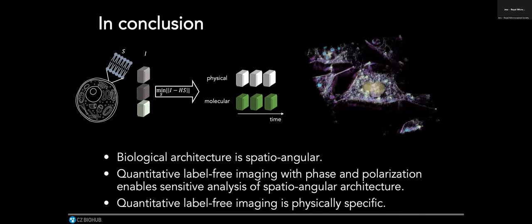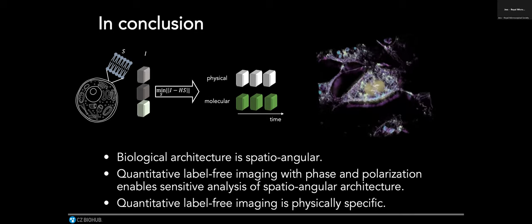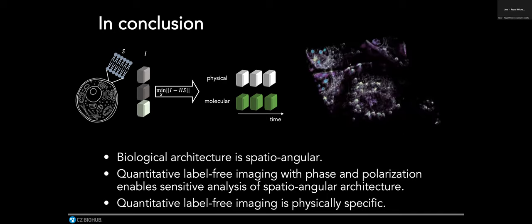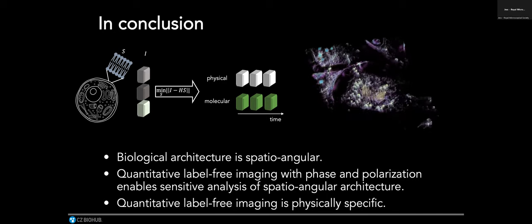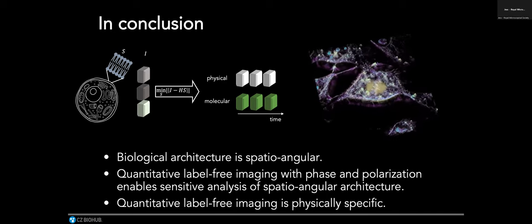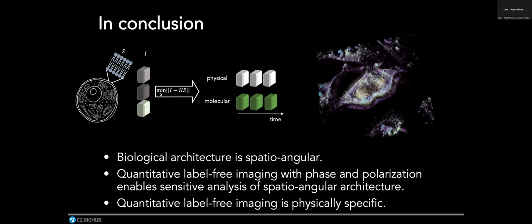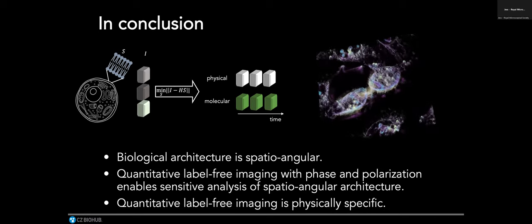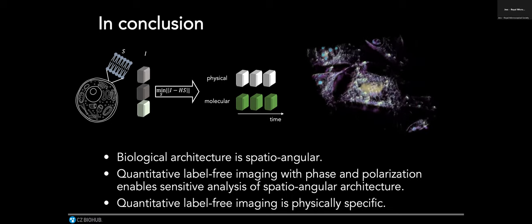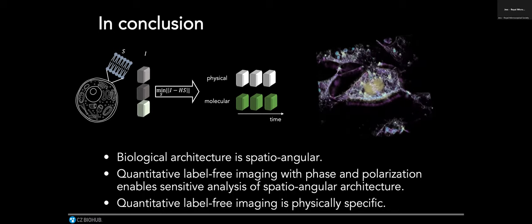In conclusion, I would say that biological architecture is truly spatio-angular. If we use polarization of light, then it's possible to access the angular component of the architecture. The method we have developed, quantitative label-free imaging with phase and polarization, is a good tool for sensitive analysis of spatio-angular architecture. And lastly, I would say, as label-free imaging is becoming more and more quantitative, it's also possible to do specific analysis with it.